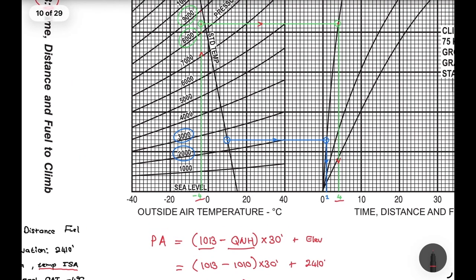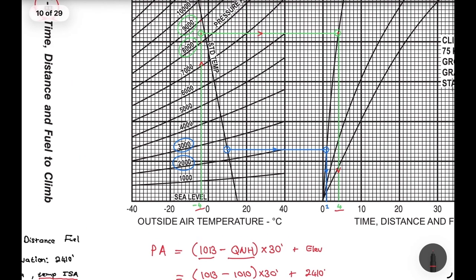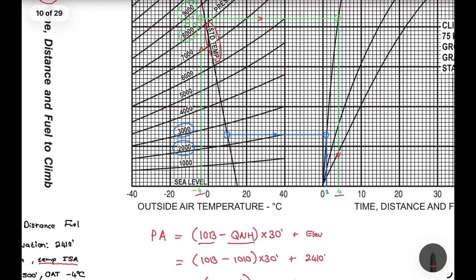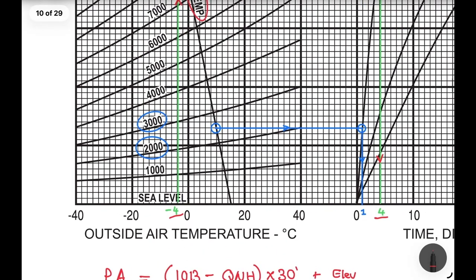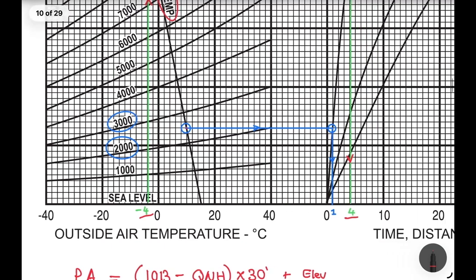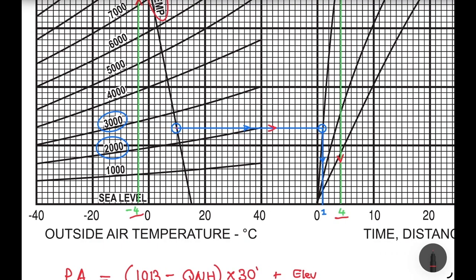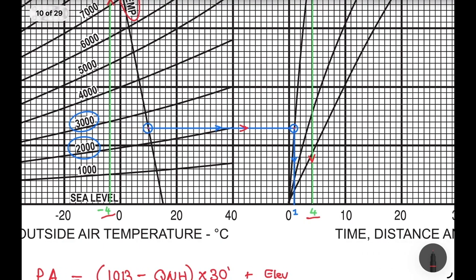That's pretty straightforward. You'll see here's the standard temperature line on the graph. All I need to do is plot exactly between 2,000 and 3,000 foot on the line over here, which will give me 2,500 foot on the ISA temperature. Again, I'll draw a line straight across until I intersect with the fuel to climb line, and I'll move down and find the answer of 1. So we would have burned 1 gallon climbing from sea level to 2,500 foot.